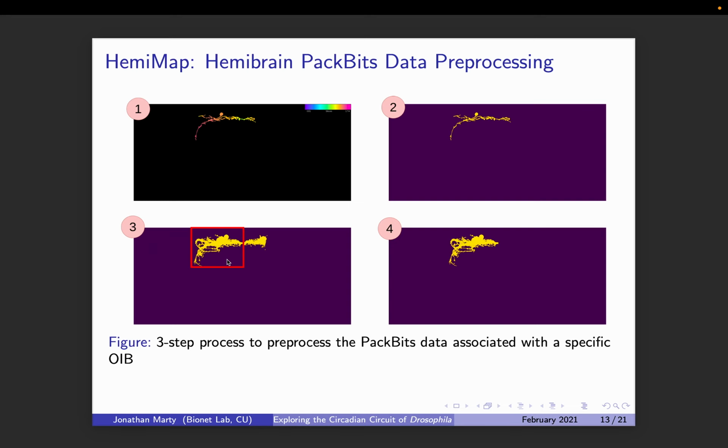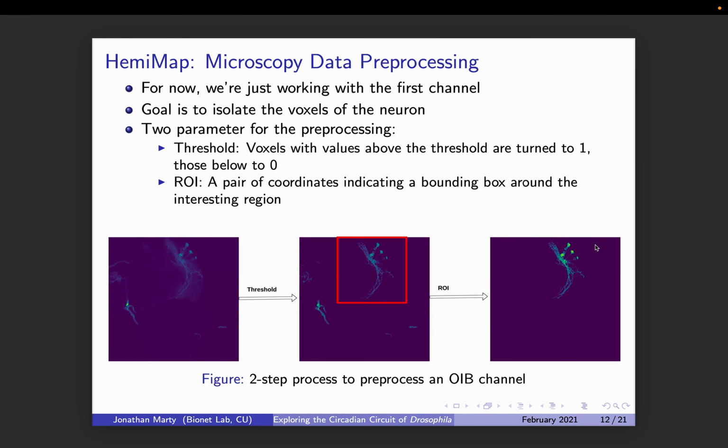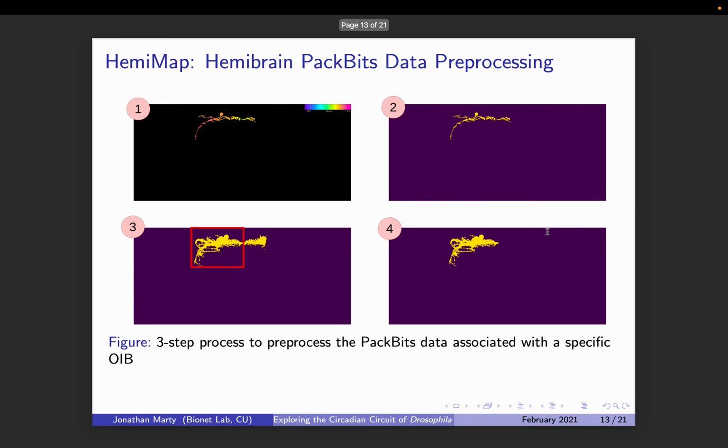The final step here is motivated by the fact that our OIB data only has one hemisphere present. It doesn't have another symmetric half. So we have this weird bit that exists in the HemiBrain dataset. We're just going to discard that and look at this red portion here. We set everything else to 0, and we get our representation.